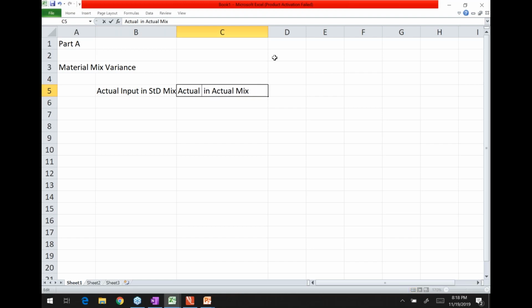Don't try to solve using calculators and then input the numbers. Then we have quantity variance. See how less calculation I will perform. Standard rate, and this is the cost variance. Just follow my methodology.